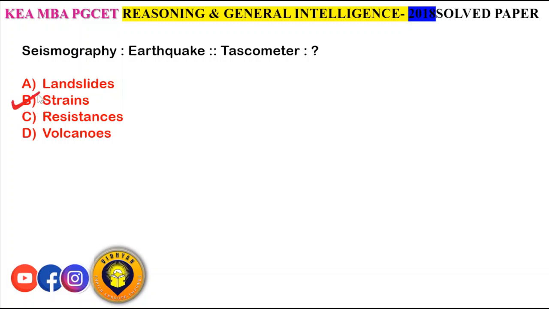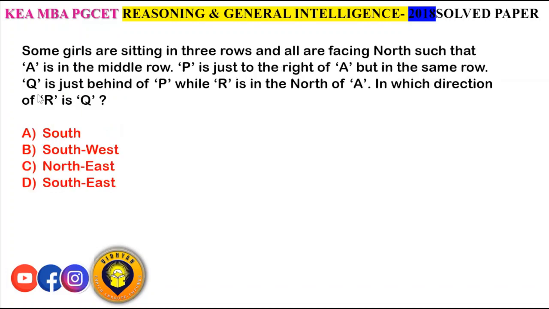Okay. Next one. Some girls are sitting in 3 rows and all are facing north such that A is in the middle row, P is just to the right of A, but in the same row, Q is just behind P, while R is in the north of A. So in which direction of R is Q? So there are 3 rows. Some girls are sitting in 3 rows. Okay, 1, 2 and 3.